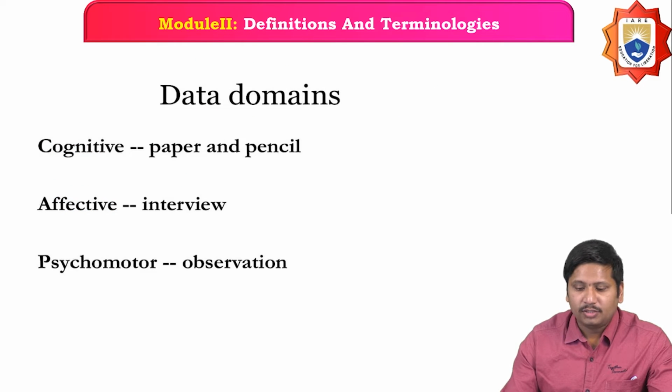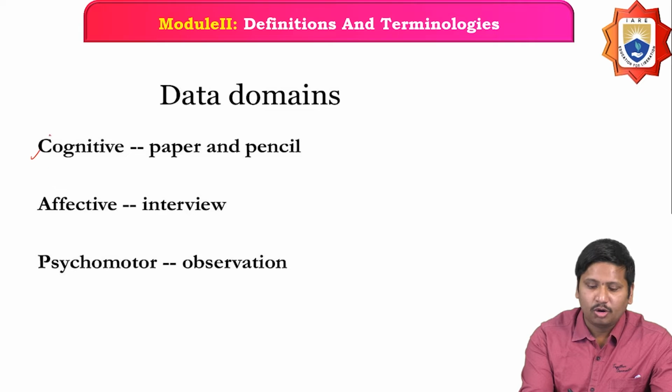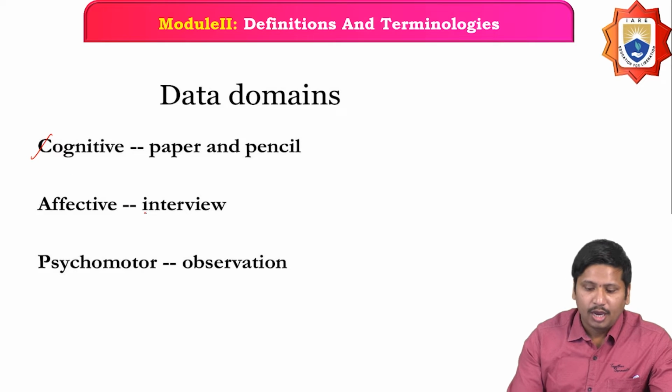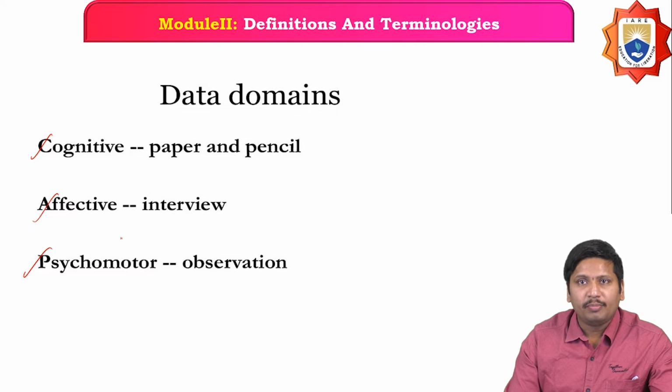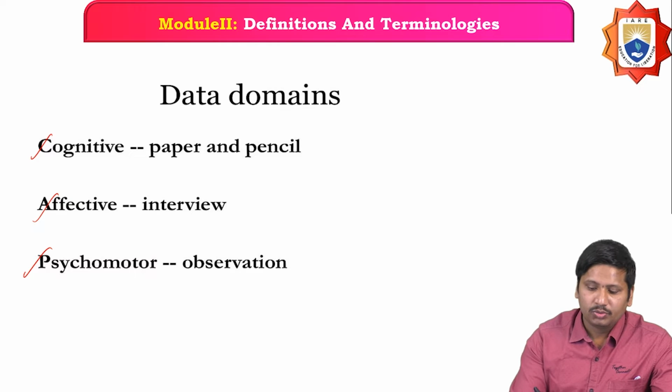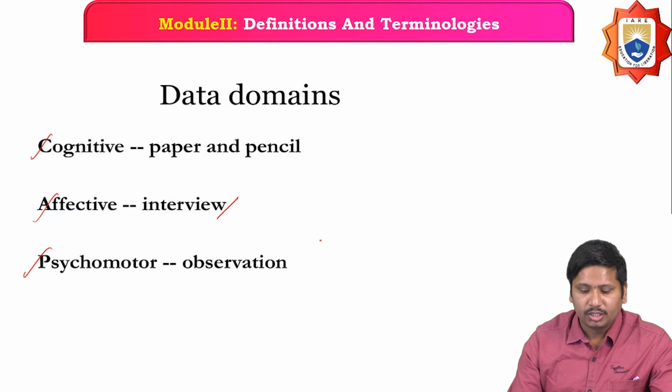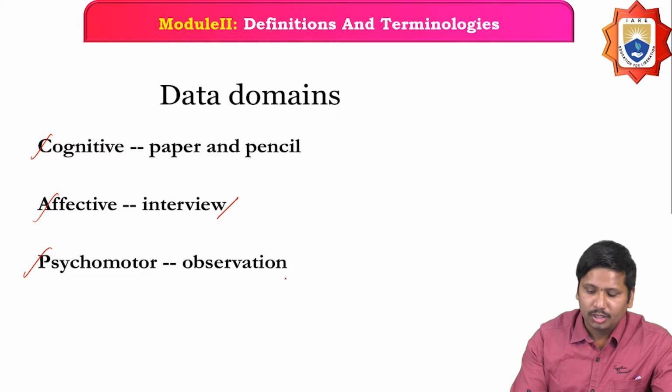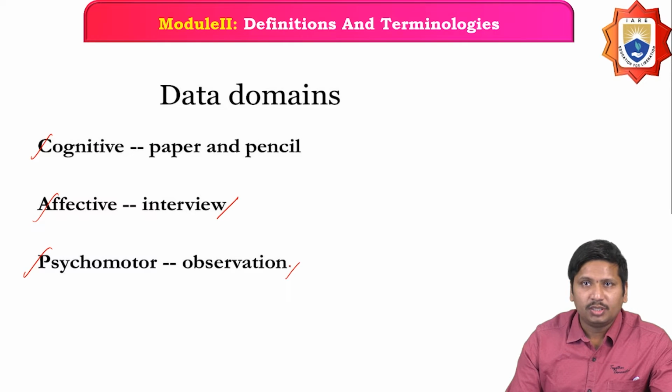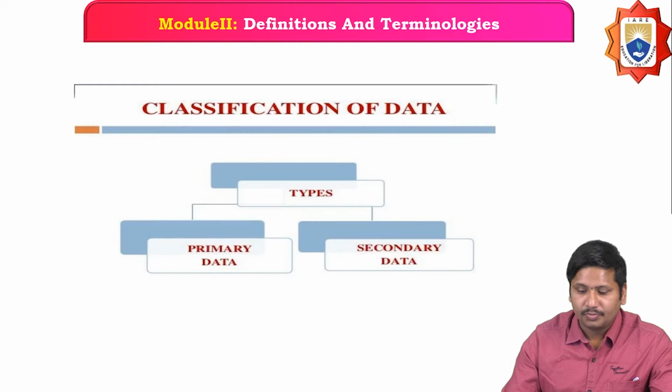And data domains. What are the various domains of the data? That is a question that may come. Some of the domains are the cognitive domain, the affective domain, and the psychometric domain. The cognitive domain means where we can make use of paper and pen, the affective domain is done through interview, and the psychometric domain is done through observation. So these are some of the data domains.